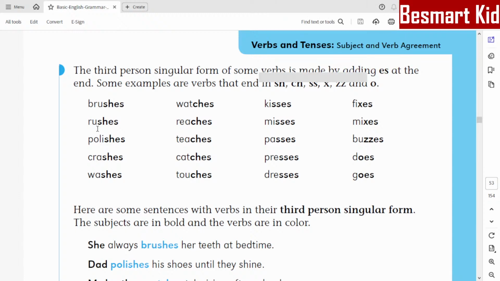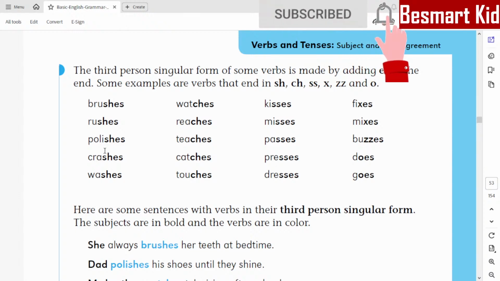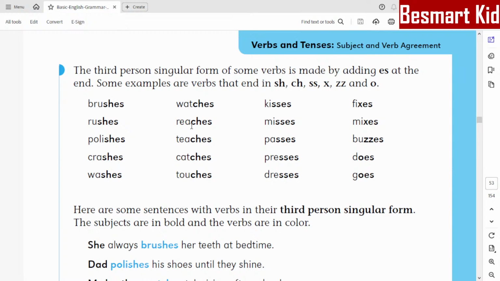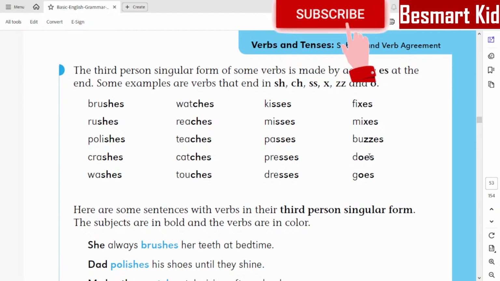Brushes, polishes, washes, watches, reaches, teaches, catches, touches, kisses, misses, passes, presses, dresses, fixes, mixes, buzzes, does and goes.